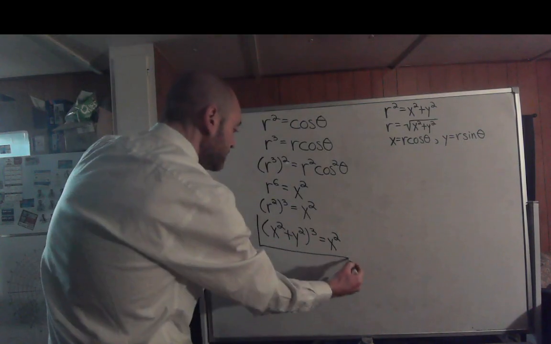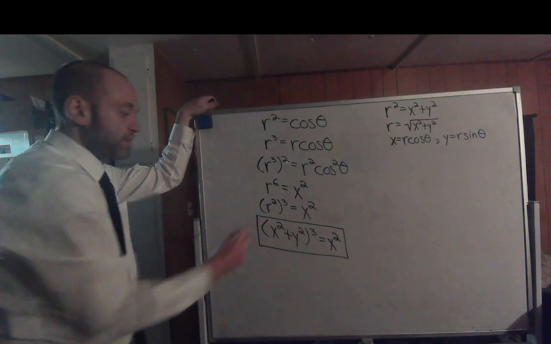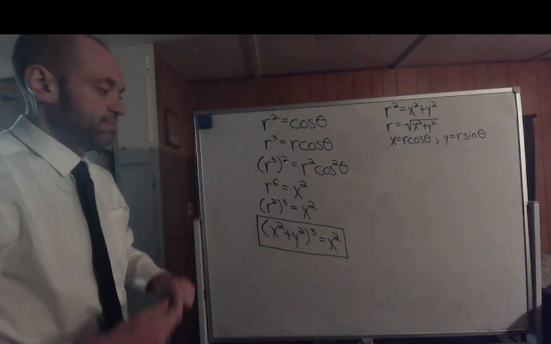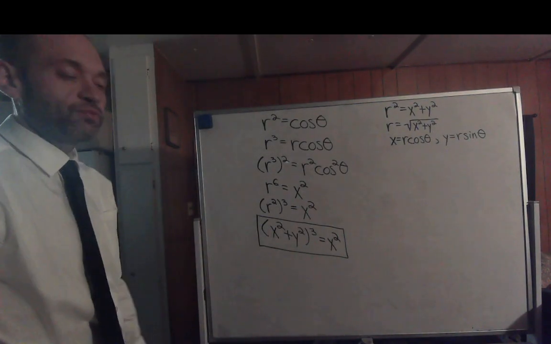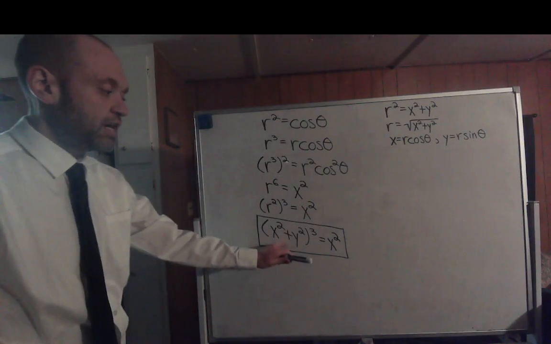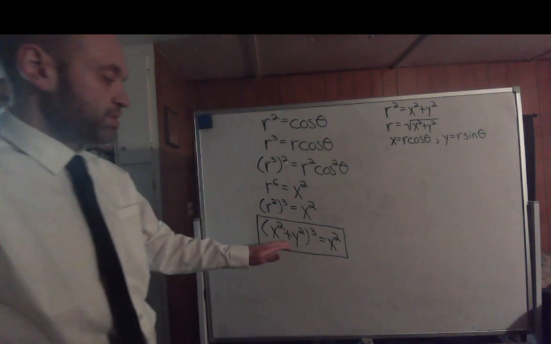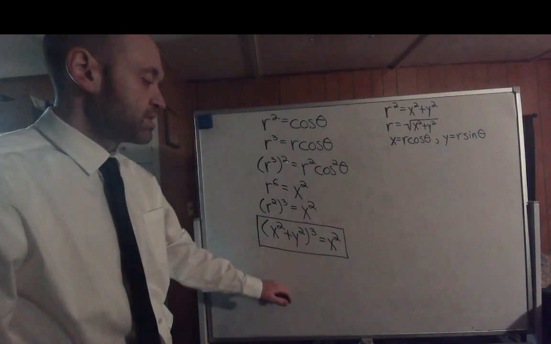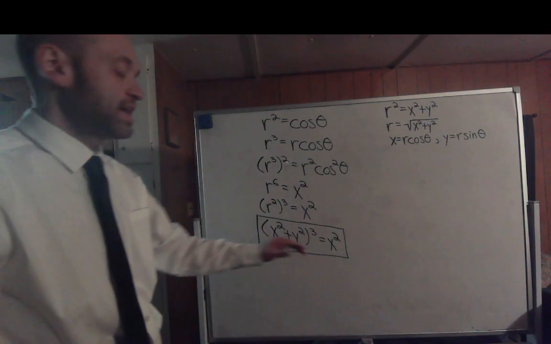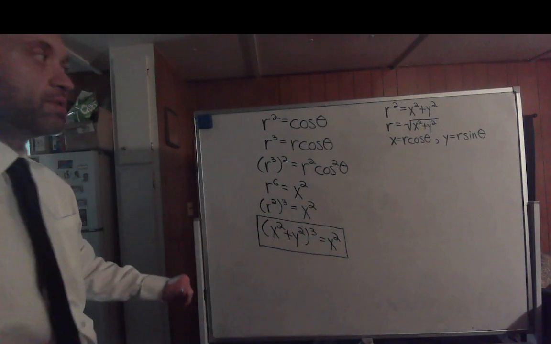And if you want, you could try to use the binomial theorem and expand this and get the x squared over here, but it's really not going to make a difference. This is probably the simplest way to write something like that. You would just end up with x squared plus y squared quantity to the third equals x squared. That's the best way you can deal with this.